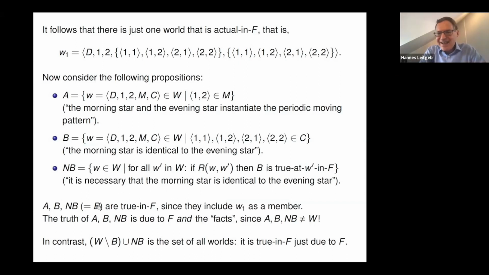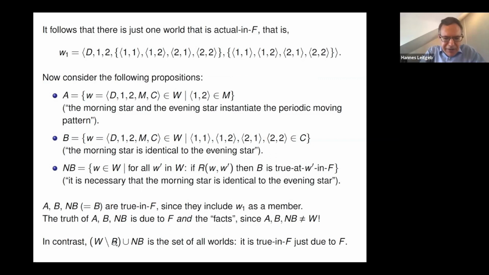Okay, and in each case, the proposition is not the set of all worlds, but a proper subset thereof. Hence, the truth of that proposition is not just due to the framework, but also to the facts. In contrast, here's an example. Take the complement of the B set here. Okay, so this is identity of morning star and evening star, union NB. That's the set of all worlds, as you can compute. So its truth is just due to the framework, to the way we define the framework, not to the worlds, because we've run through all the possibilities, through all the worlds in capital W.